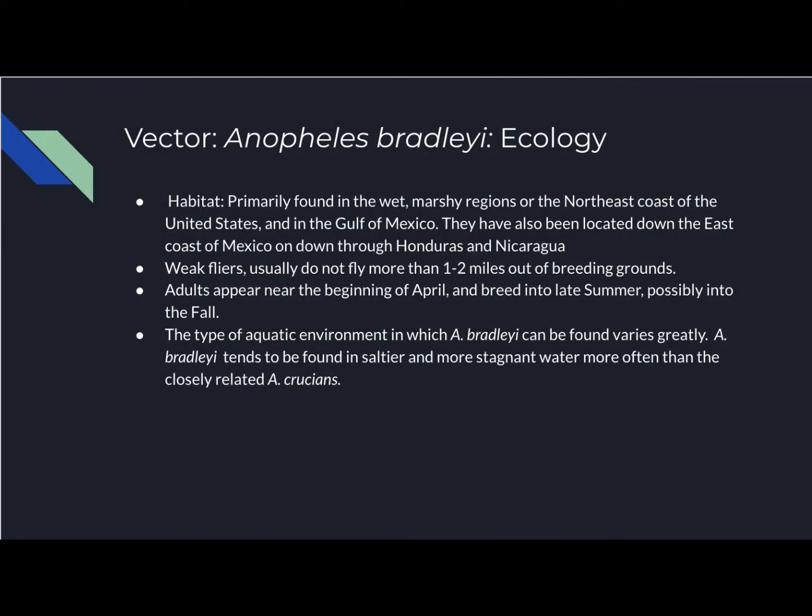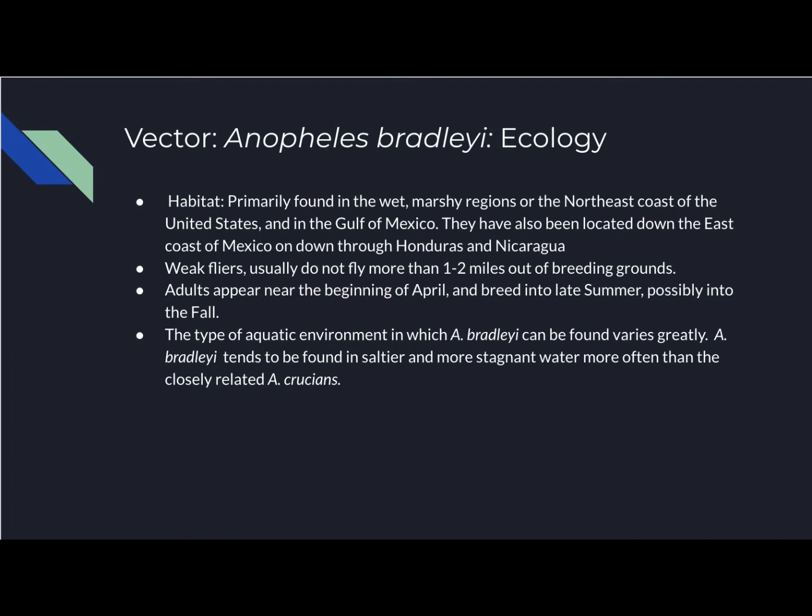The ecology of Anopheles bradleyi. They are found along the Gulf Coast of Mexico and along the northeast coast of the United States. Primarily in wet, marshy regions, they are weak flyers and don't go more than 2 miles away from their breeding grounds. They begin pupating in the beginning of April and mate throughout the summer.